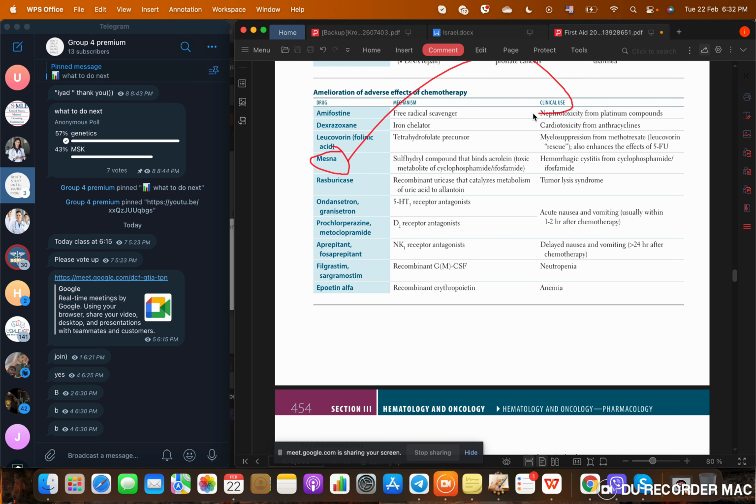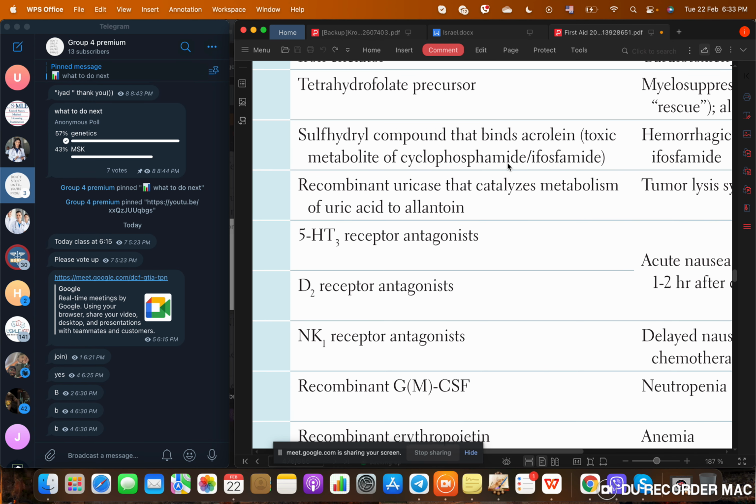Mesna can be used for hemorrhagic cystitis, yes, which is caused by cyclophosphamide and ifosfamide. It has a sulfhydryl component that binds to acrolein, which is the toxic metabolite of cyclophosphamide and ifosfamide.